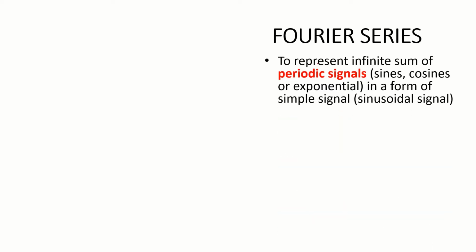So what is the Fourier series actually? The Fourier series represents an infinite sum of periodic signals, for example sines, cosines or exponentials, in the form of simple signals. We use the Fourier series to represent a periodic signal. We know a periodic signal can be sine or cosine, in the form of another simplest signal, and usually it is a sinusoidal signal.